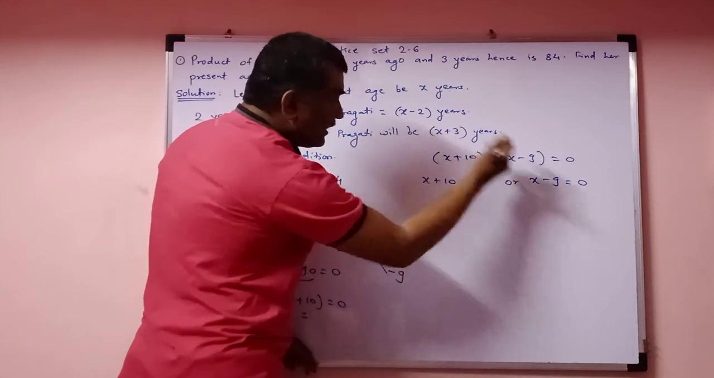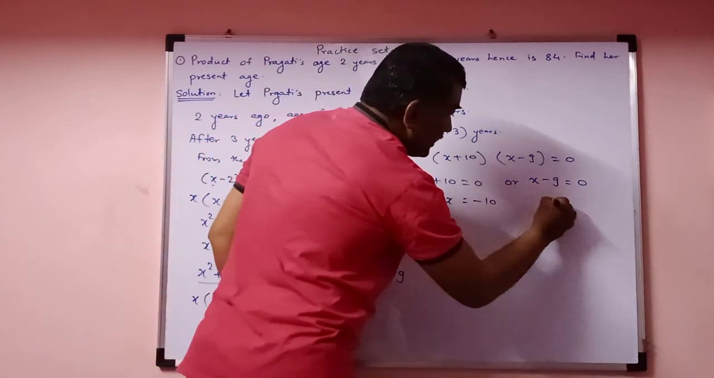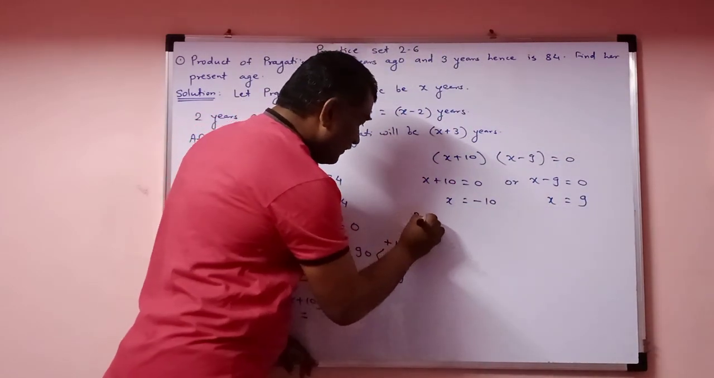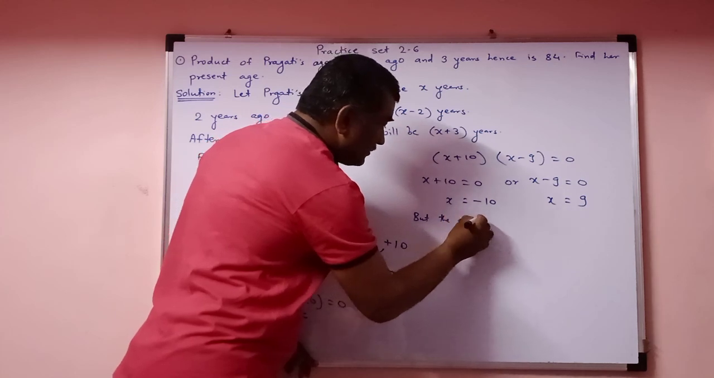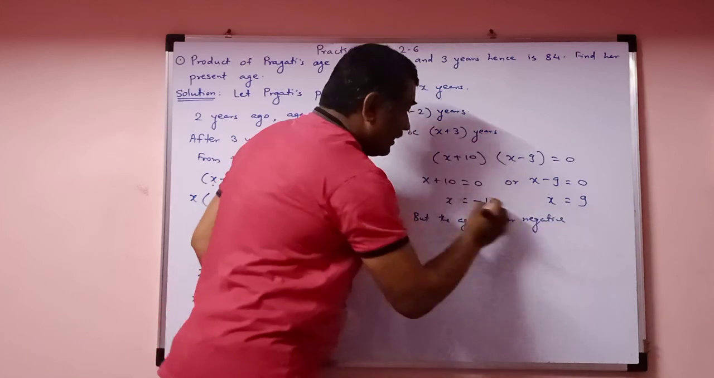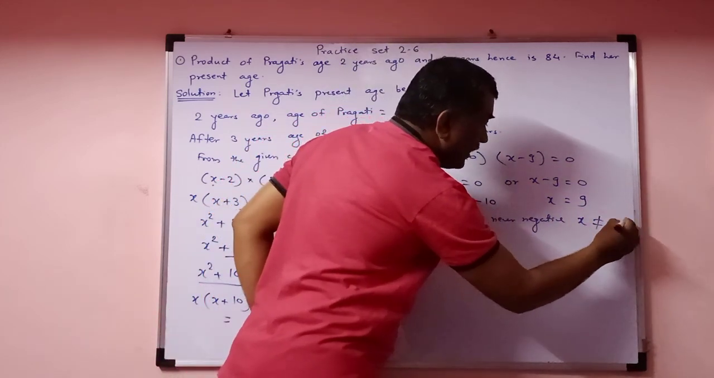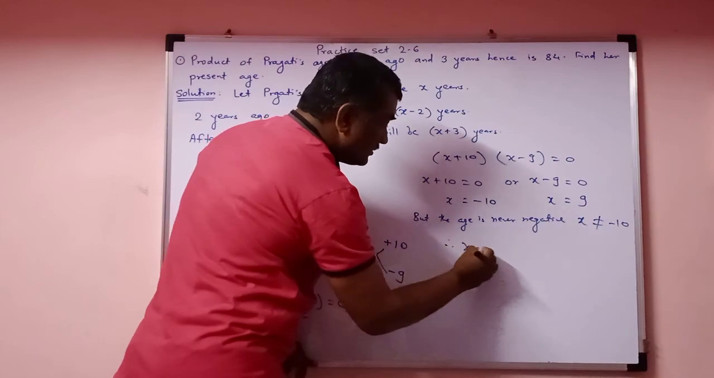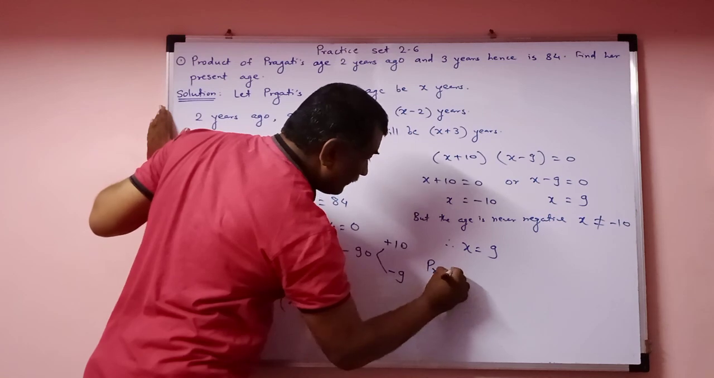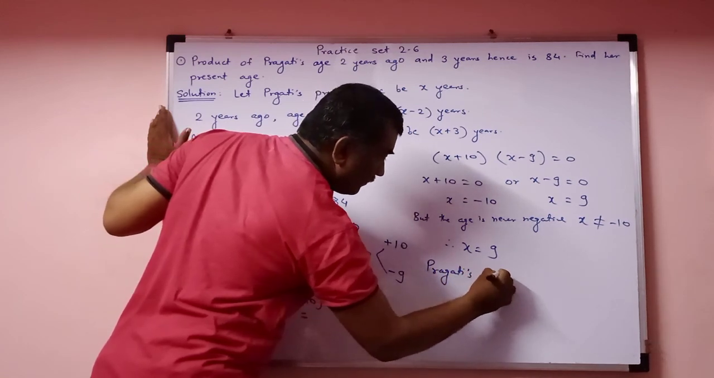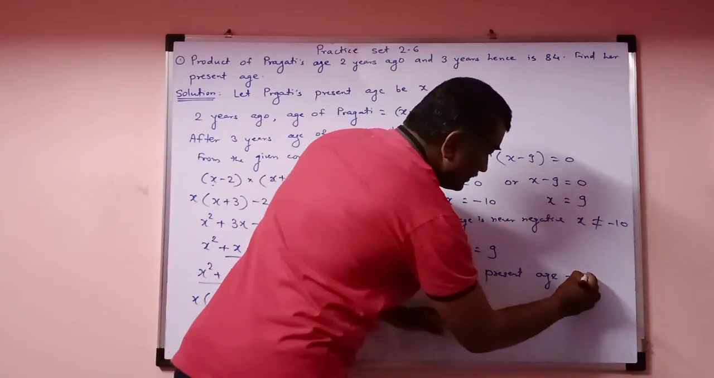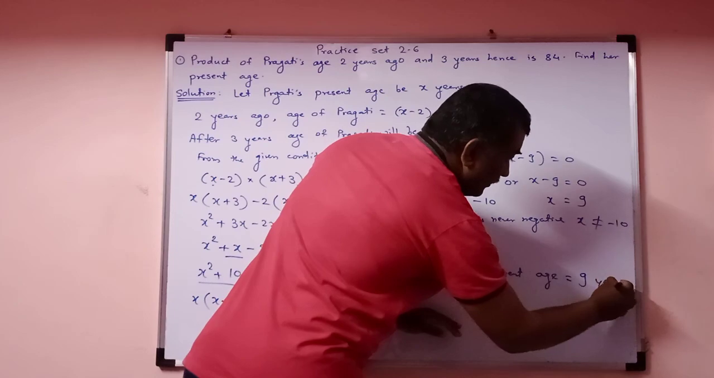x is equal to plus 10, right hand side goes minus 10. x is equal to minus 9, right hand side goes plus 9. But the age is never negative. x is not equal to minus 10. Therefore, x is equal to 9. Pragati's present age is equal to x is equal to 9 years.